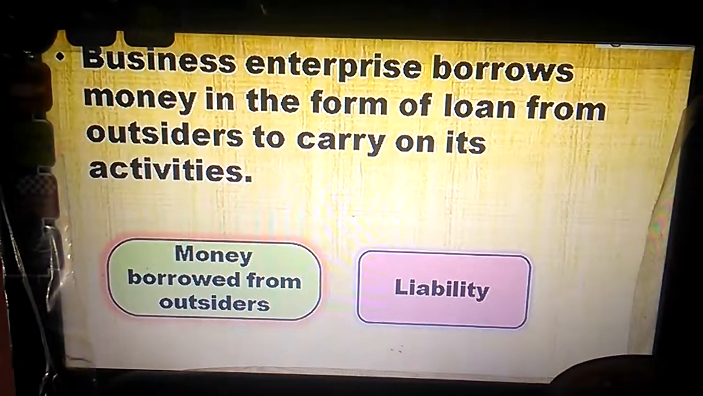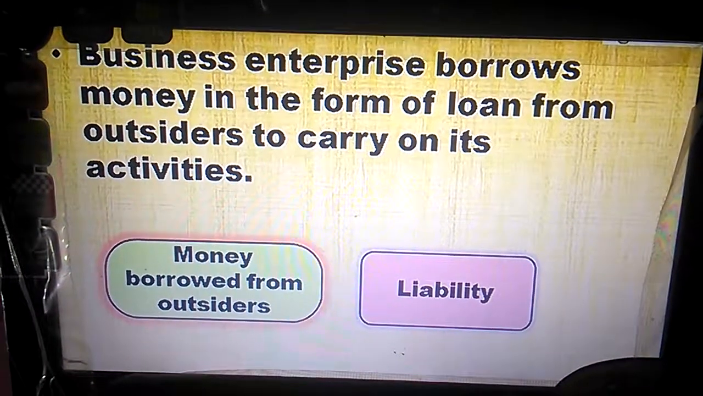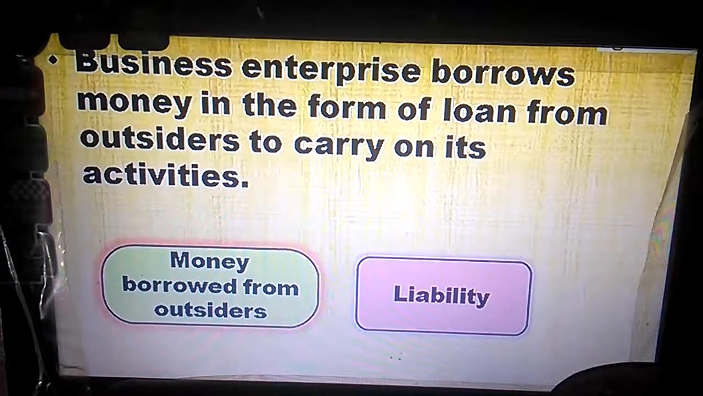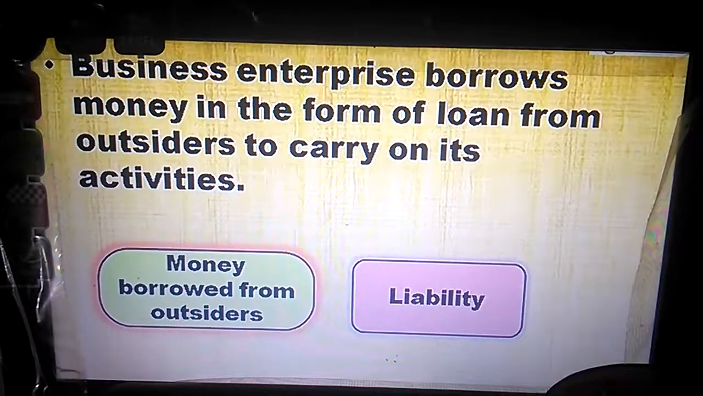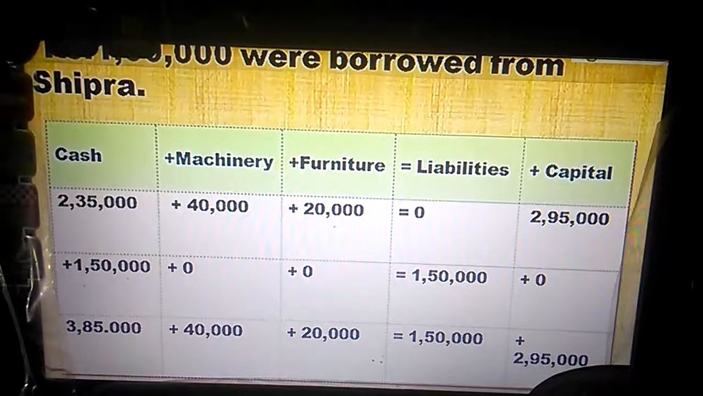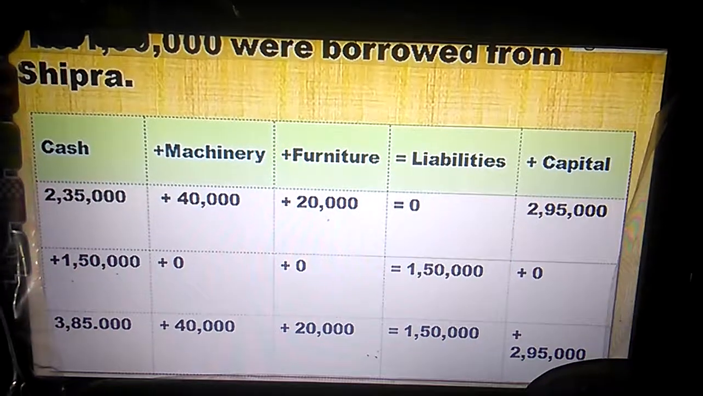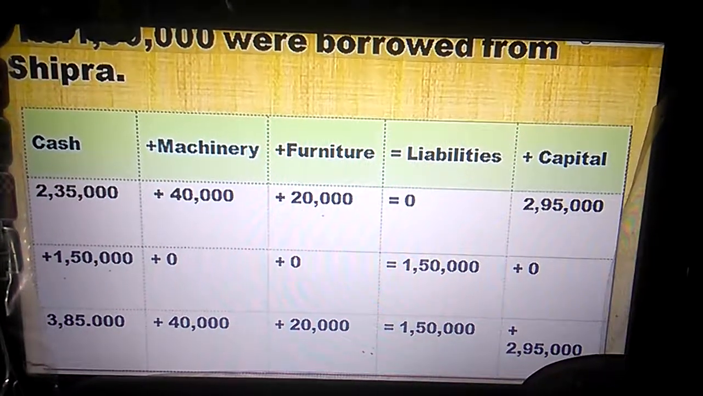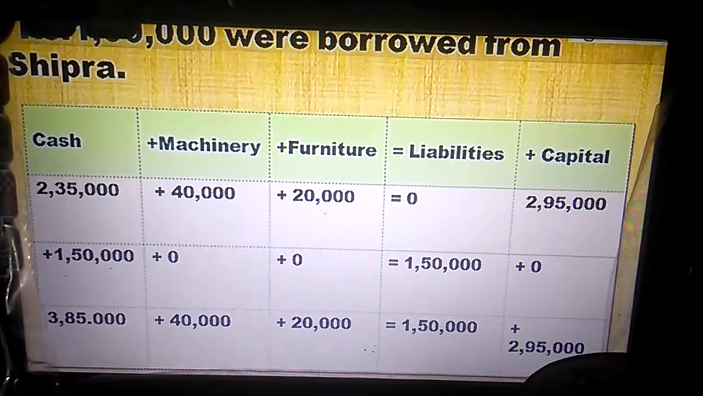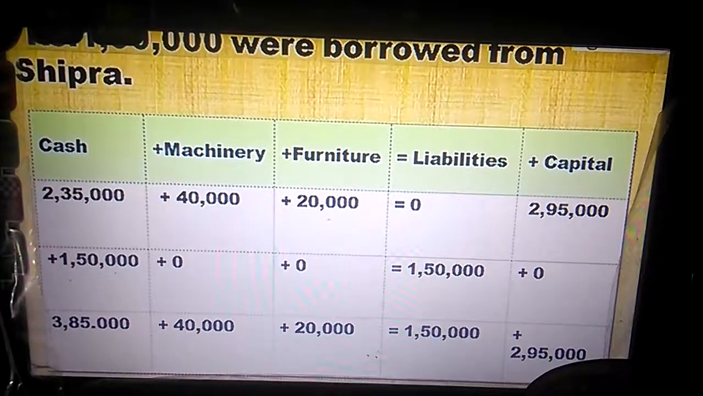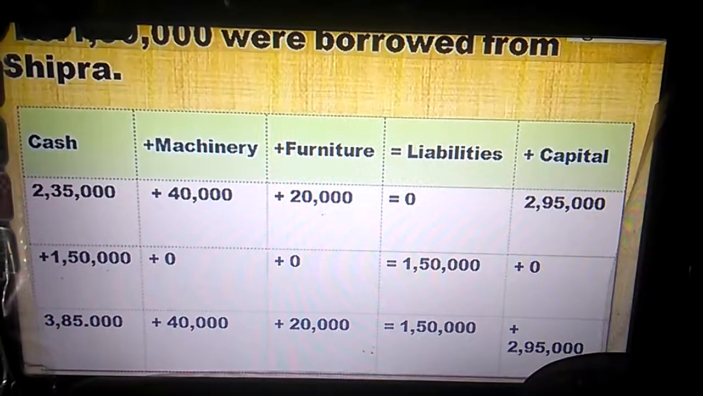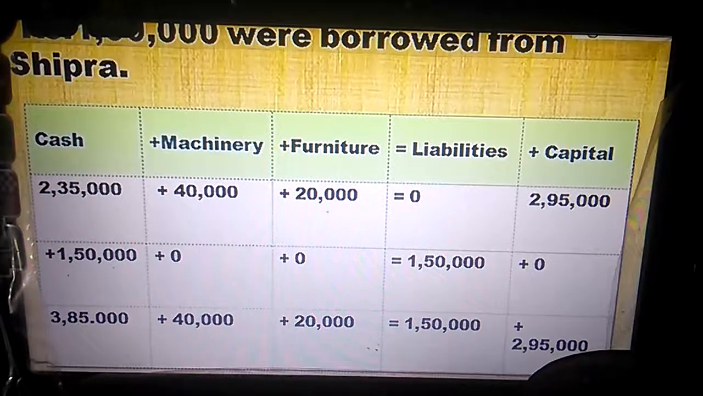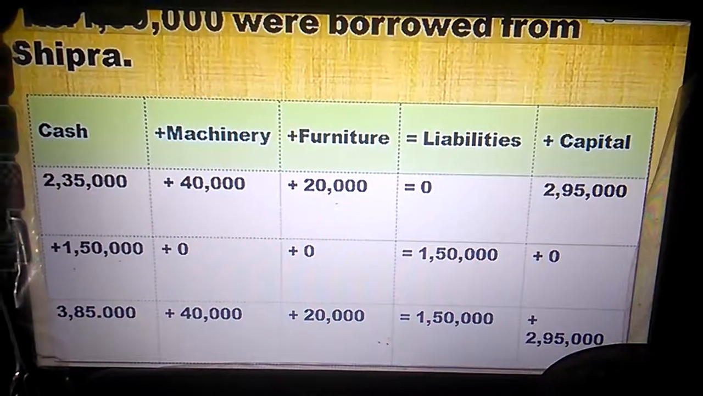A business enterprise borrows money in the form of loans from outsiders to carry on its activity. Money borrowed from outsiders is a liability for the business. Rupees 1,50,000 were borrowed from Shipra. Cash is coming inside the business for rupees 1,50,000. So in the cash column, you can add plus 1,50,000. It is borrowed from one party, so liability is increasing. Creditors are increasing. Shipra being a creditor is increasing. So in the liabilities column, you will add 1,50,000.